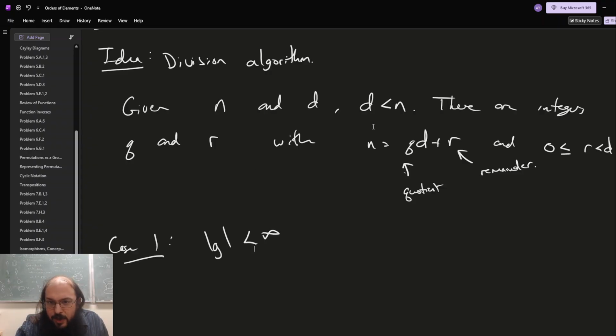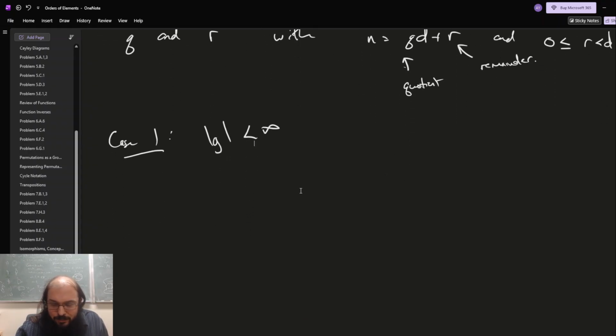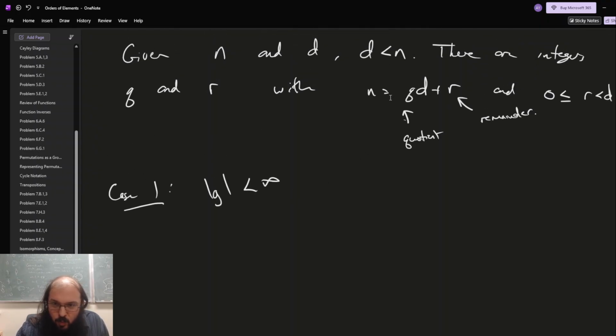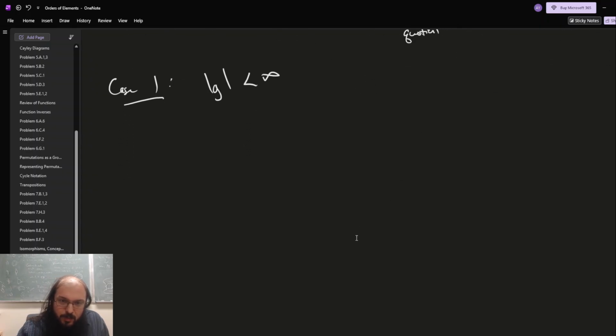Let's say now that g has order n. I'm a little bit worried because I want to do division, but I just use this letter n. Okay, let's say g has order d, which is a finite number. Then, given any g to the n power, I can do the division that we just prescribed.